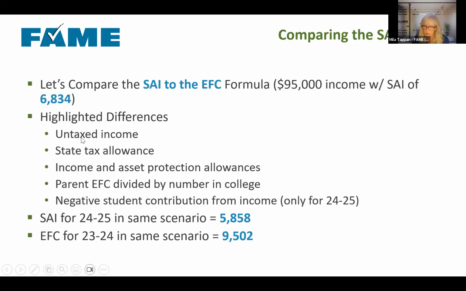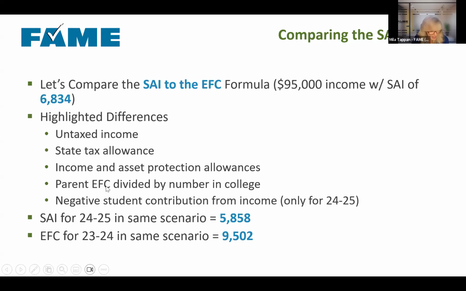Some of the differences that we've already mentioned. One is that untaxed income no longer comes into play like it did with the EFC formula. The EFC formula used to take into account state taxes. The current SAI formula does not. The income protection allowances were adjusted to take into account that state taxes no longer were looked at. The income protection allowance did increase pretty dramatically when we went from the EFC to the SAI formula.